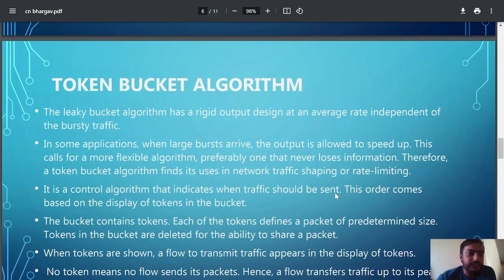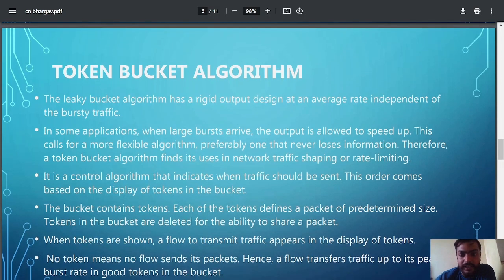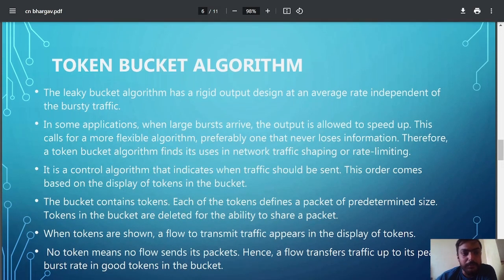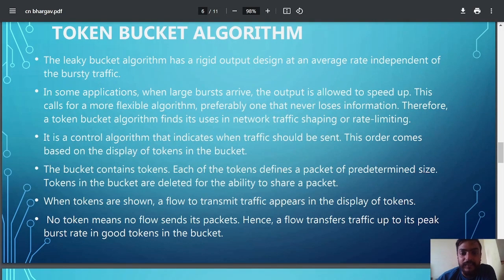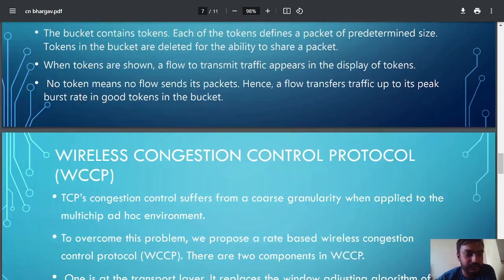Token bucket algorithm. The leaky bucket algorithm has a rigid output design at an average rate, independent of the bursty traffic. In some applications, when a large burst arrives, the output is allowed to speed up. This calls for a more flexible algorithm, preferably one that never loses information. It is a control algorithm that indicates when traffic should be sent. This order comes based on the presence of tokens in the bucket. The bucket contains tokens. Each token defines a packet of predetermined size.